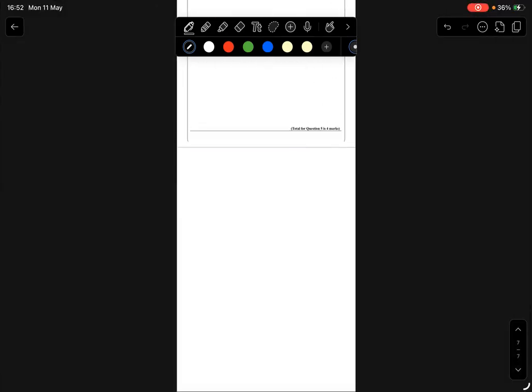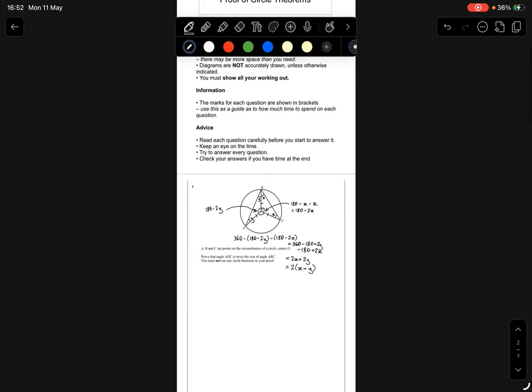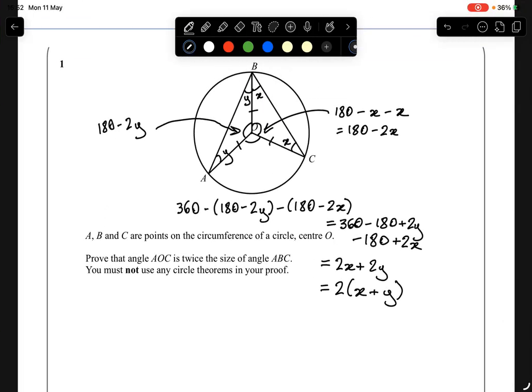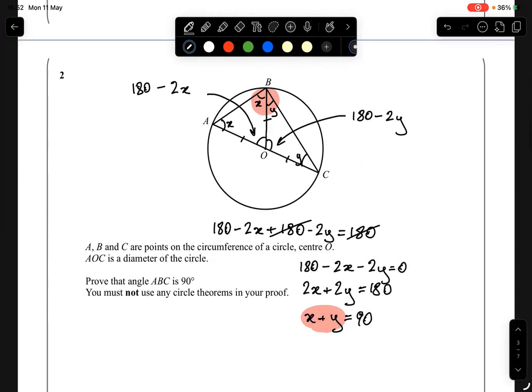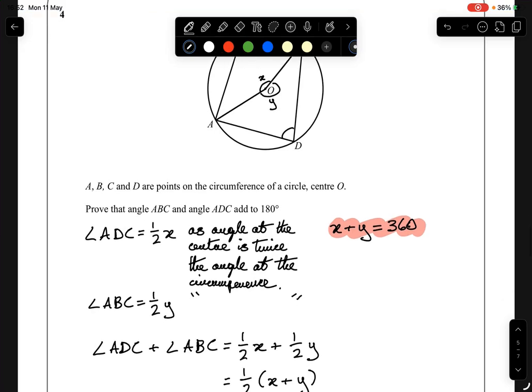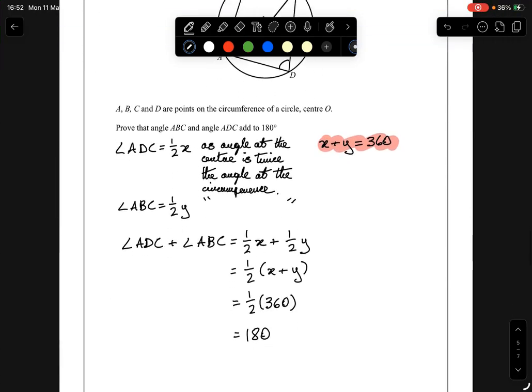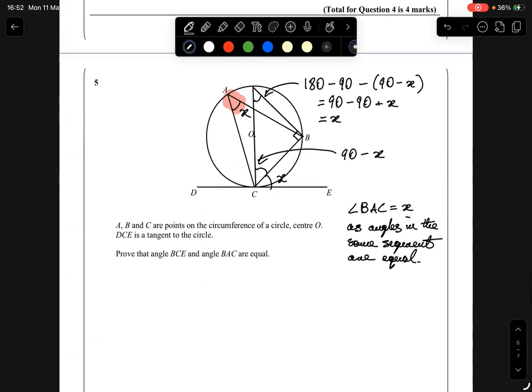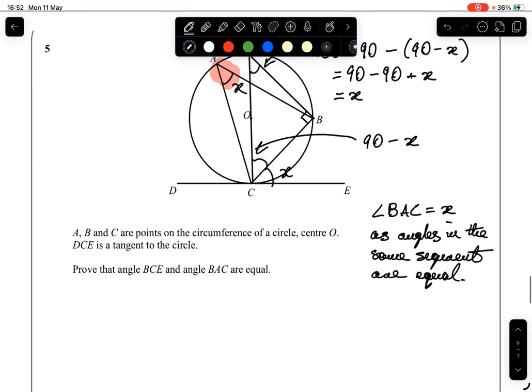Right, that is everything we've covered for today. So just to summarise, we proved that the angle at the centre is twice the angle at the circumference. We proved, without using the angle at the centre theorem, that the angle at the circumference of a semicircle has to be a right angle. We proved that angles in the same segment are equal. That came in useful later as well. We proved that opposite angles in a cyclic quadrilateral have to add up to 180. And finally, we proved that the alternate segment theorem is true.